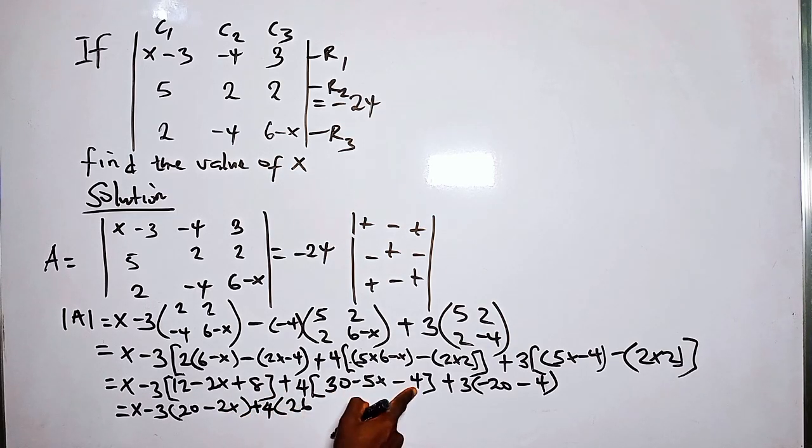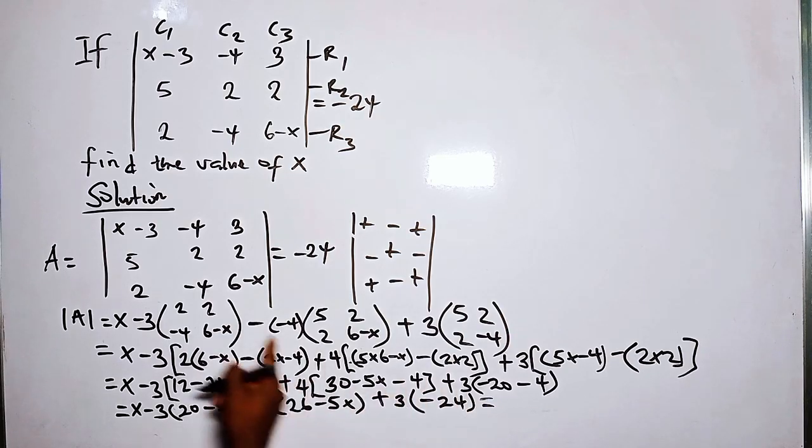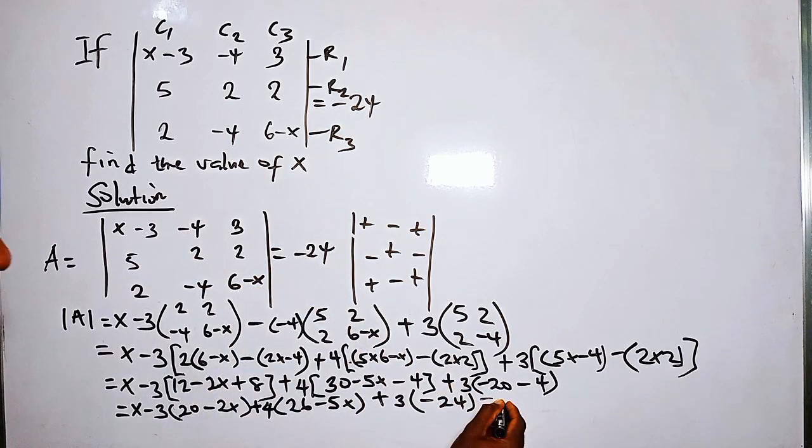30 minus 4 is 26, minus 5x, plus 3 times (4 minus 20 minus 4), which gives us minus 24. So everything here we equate to minus 24. Let us distribute what we have here, starting with x.